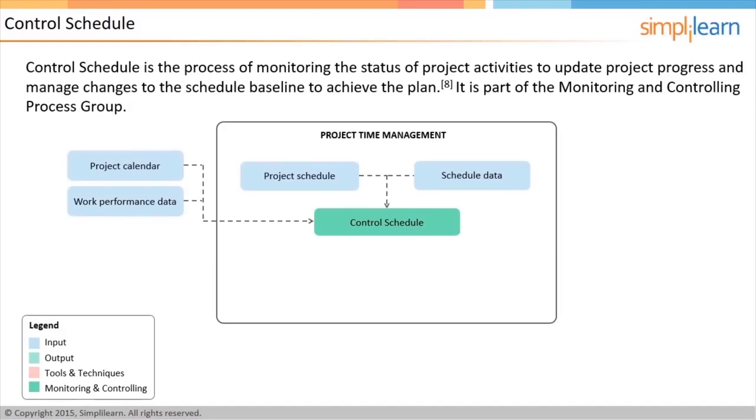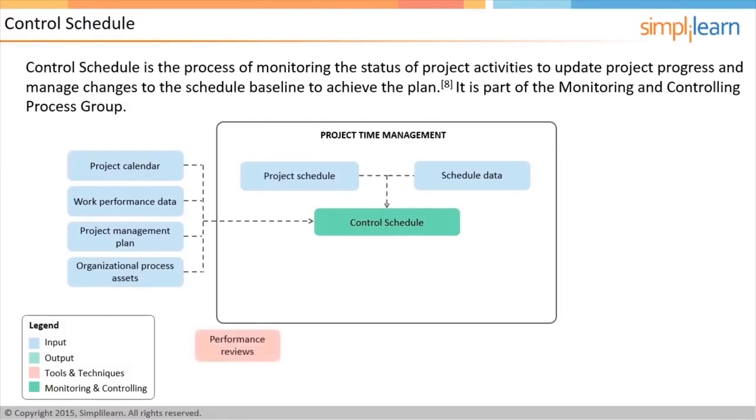The other inputs of this process are project management plan and organizational process assets. The key tools and techniques of this process are the performance reviews. Performance review is measuring, comparing, and analyzing schedule performance such as actual start and finish dates, percent complete, and remaining duration for work in progress.